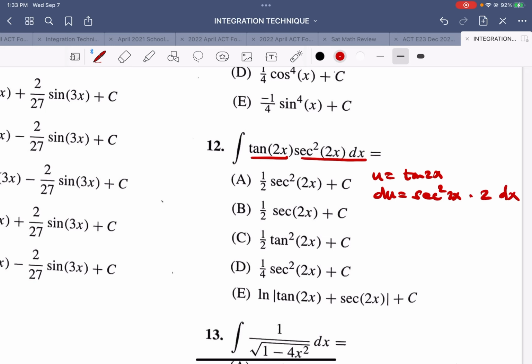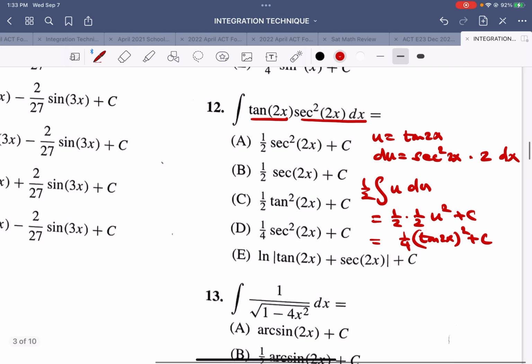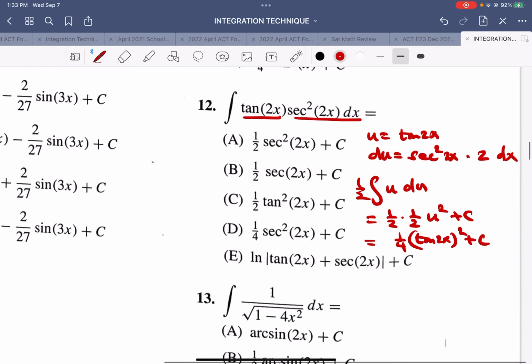Okay, chain rule. So it will be u and then 1/2 du. Okay, so then 1/2 u squared plus c, then 1 over 4 u is tangent x squared plus c. So you don't have that. So looks like they use an identity.